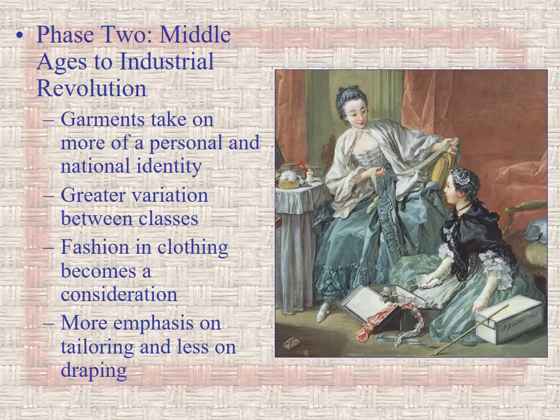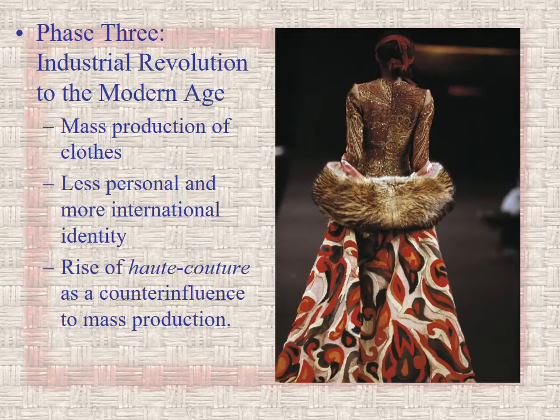In 2, Middle Ages to Industrial Revolution, we start to see more of a personal identity. We start to see more of a separation of the sexes. We start to see more variation between classes. Fashion becomes important. More emphasis on tailoring, less on draping. And then phase 3, Industrial Revolution to the modern age, which is the era of mass production of clothes. So less personal, not dresses and suits made individually, but mass produced.